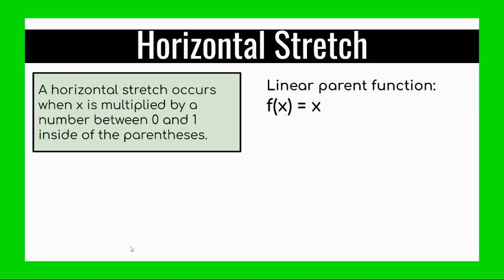So again, linear parent function is f of x is equal to x. And in this example, I have g of x is equal to f of 0.5x. It's inside the parentheses, so you're automatically thinking horizontal. It's multiplying. As soon as you determine it's multiplying, you have two choices. It's either a stretch or a compression. And since it's inside the parentheses, it's the opposite way of thinking. Normally, if I'm multiplying by a number between 0 and 1, it's actually going to be a compression. So since it's opposite, it's going to be a stretch. Same thing here, 3/4 is between 0 and 1, so it's going to be a stretch.